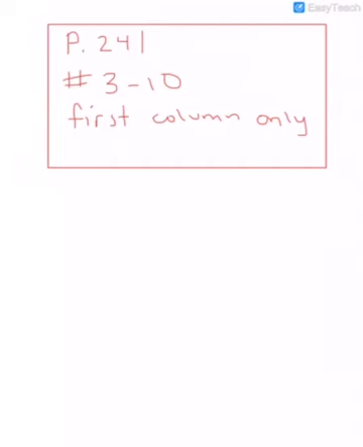So I'd like you to take some time here and only complete the first column of numbers 3 through 10. There's also a quiz to complete at this point with some of the basic exponent laws. So make sure you get these ones down first before they get any more difficult. Good luck, and let me know if you have questions.